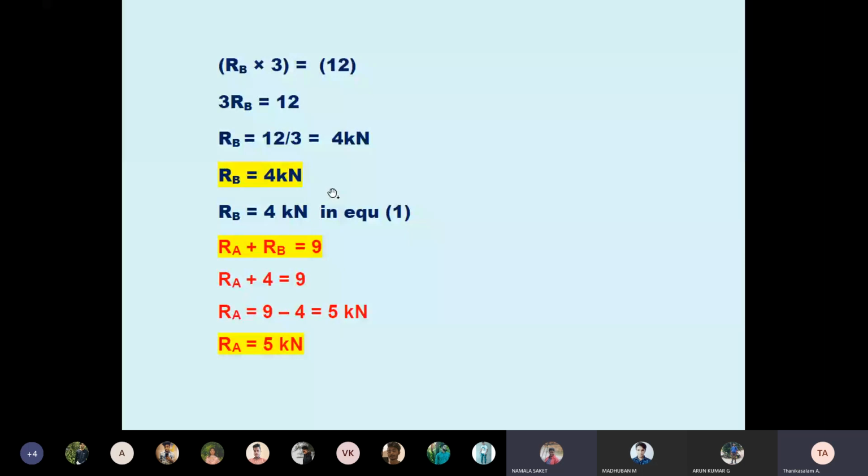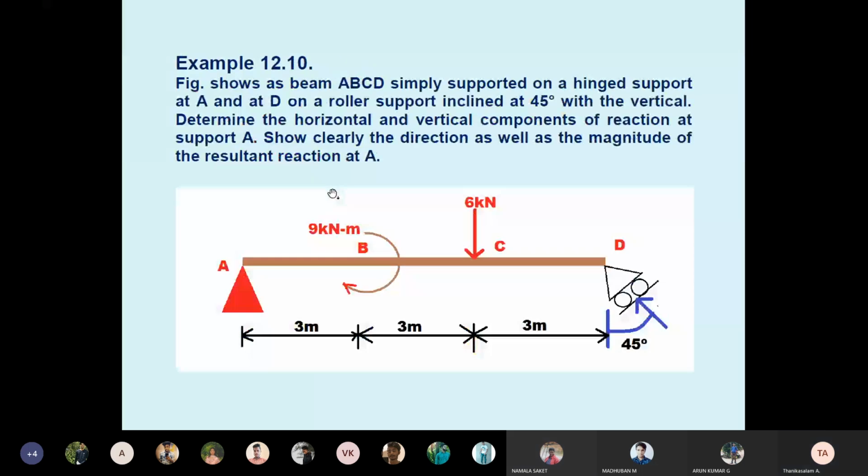Read this question. Second question. The figure shows a beam ABCD simply supported on a hinged support at A and on a roller support at D inclined at 45 degrees with the vertical. Determine the horizontal and vertical components of reactions at support A. Show clearly the direction as well as the magnitude of the resultant reaction at A.